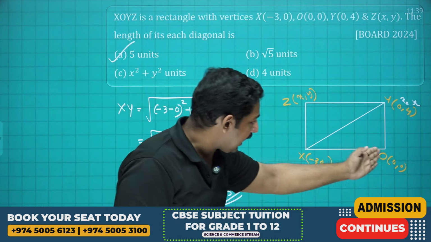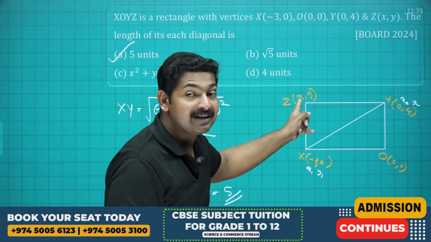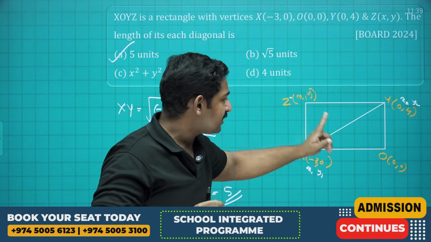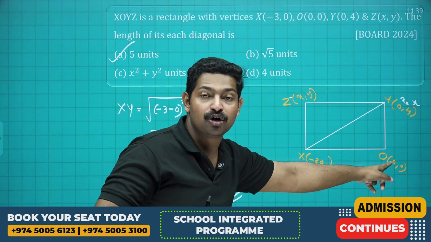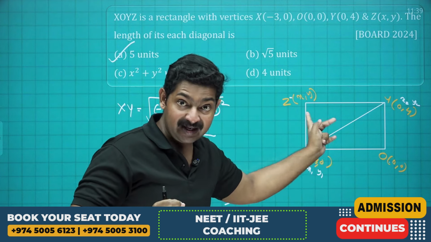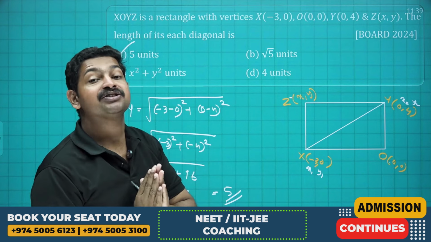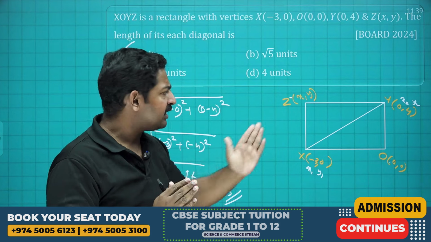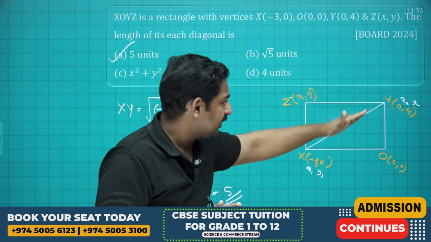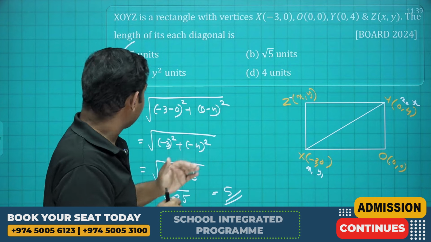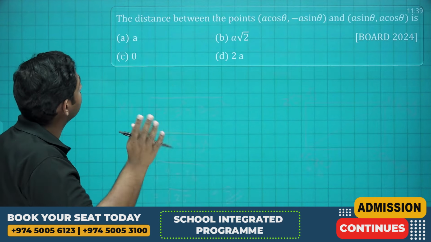If you use this diagonal, the problem is here x comma y, the correct coordinate is not given, it is x comma y. So the point is x comma y and this is 0 comma 0 origin. So if you find out the length of ZO, you will be getting root of x square plus y square. So it is not the option, root of x square plus y square is not given and it is not the correct diagonal. Here we are getting the correct length, the numerical value we are getting. Okay, so 5 units is the correct answer. So we are moving to the next one.